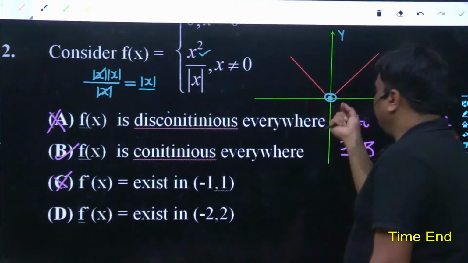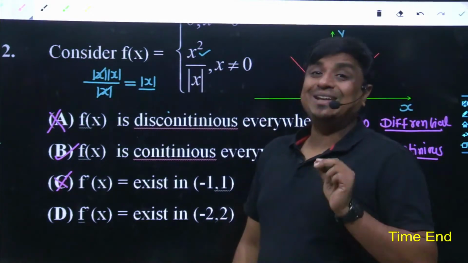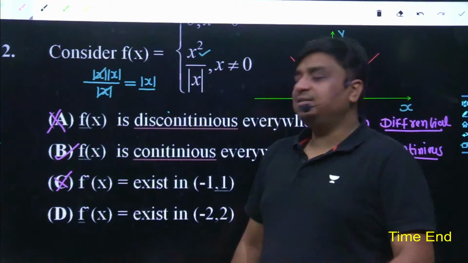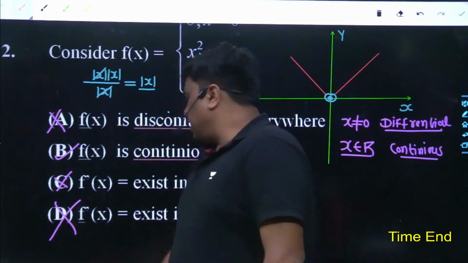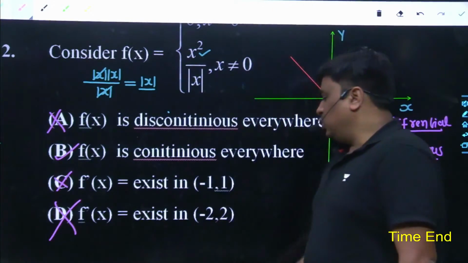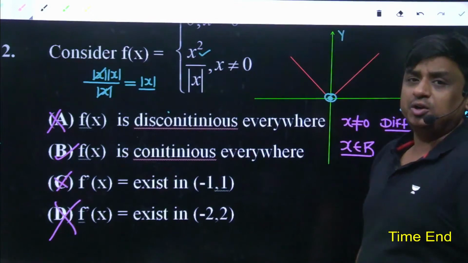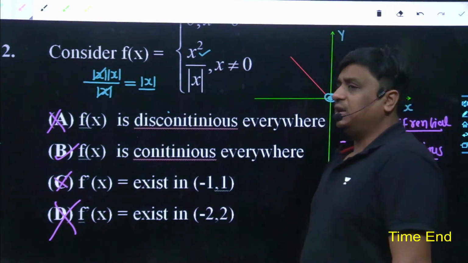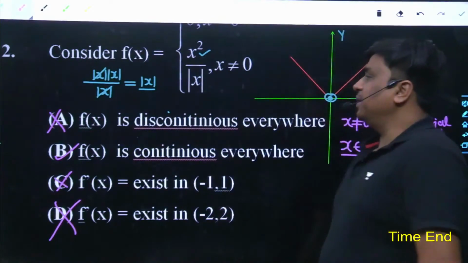As the cusp is formed at x equals 0, you will not be able to draw a unique tangent at this point, and hence the first derivative would not be able to identify it. And similarly, does the first derivative of the function exist within the open interval of minus 2 comma 2? No, not at all. Again, it cannot be. So may I know what is the best answer? B is the best answer.